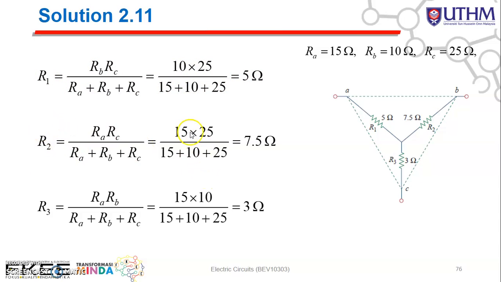Same goes for R2, you just substitute the values, you get 7.5 ohm, and R3 is 3 ohm. All these three you just need to key into your calculator to get the value, and then after that you can draw your Y network. Your Y network is given by this figure. You have R1 here, R2 here, and R3, each with its value. That's how you do the transformation.